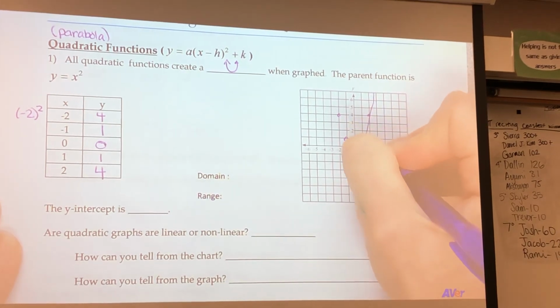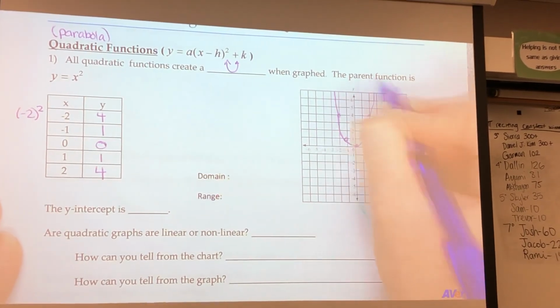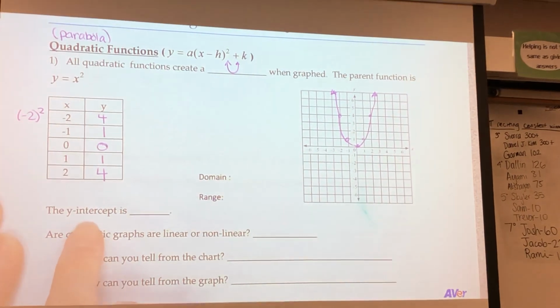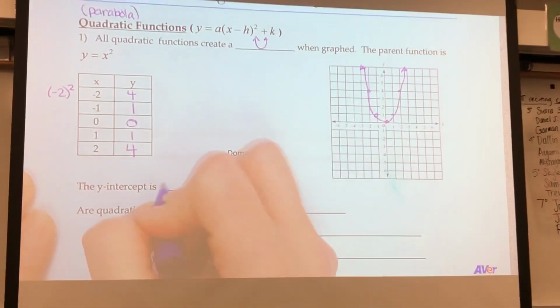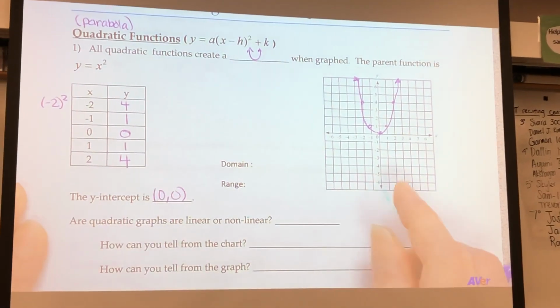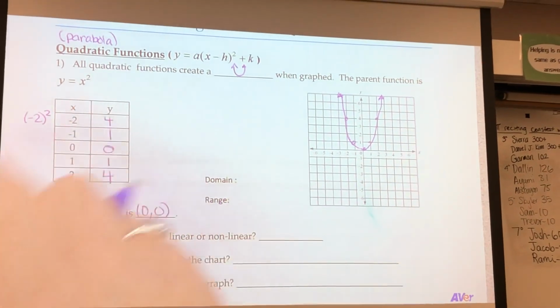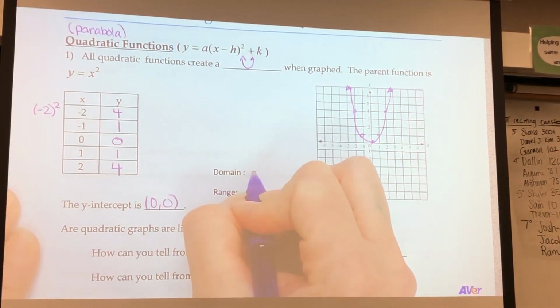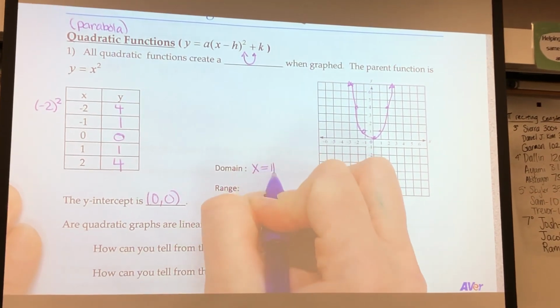Make sure it does not look like a V. That is a totally different function. It doesn't have to be beautiful or perfect, and we should have arrows on the ends. In this case, the y-intercept, again, where it crosses the y-axis, is (0, 0). The domain, I can put anything in for x: positives, negatives, roots, fractions, anything I want. So my domain is x can be anything.